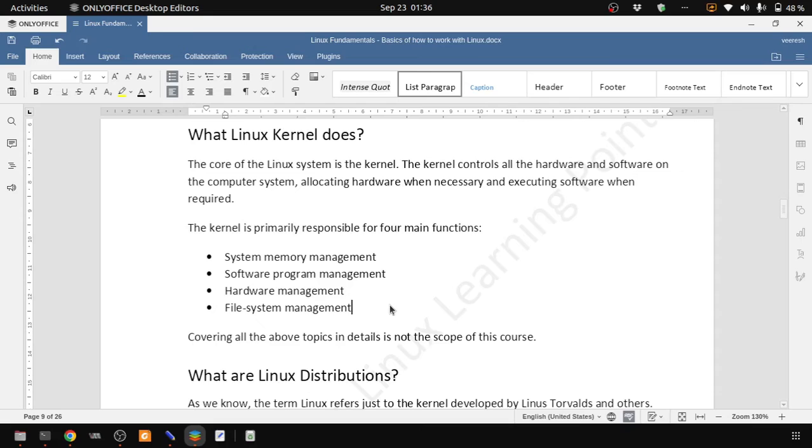Covering all of these topics in detail is not the scope of this course, but since this is our introductory session, I think this is enough for now. So you can see how important the Linux kernel is to the whole working of an operating system.